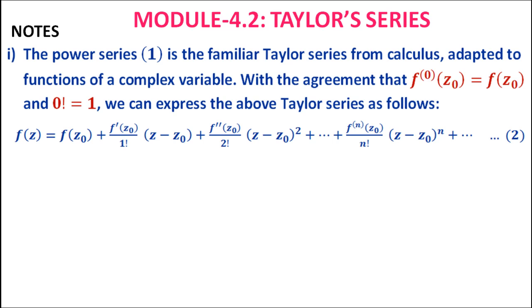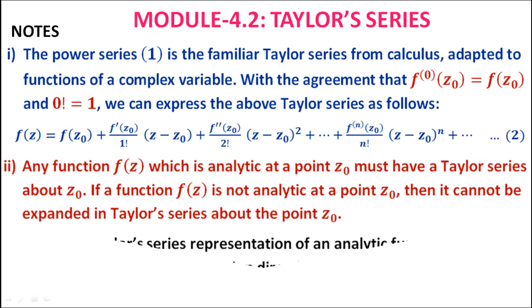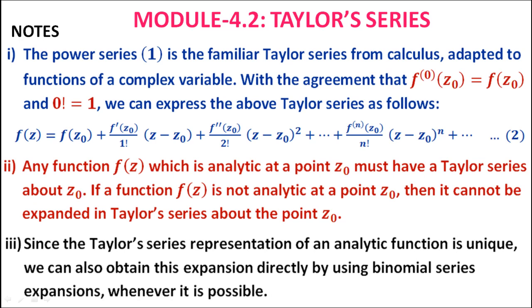So any function f of z which is analytic at a point z naught must have a Taylor series about z naught. If the function f of z is not analytic at a point z naught, then it cannot be expanded in a Taylor series about the point z naught. This is very important. Since the Taylor series representation of an analytic function is always unique, we can also obtain this expansion directly by using binomial series expansions whenever it is possible.